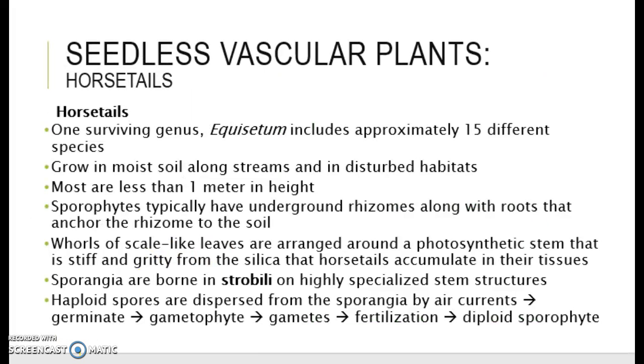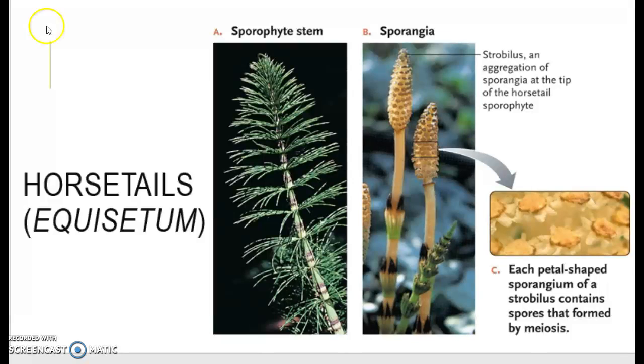Now we have seedless vascular plants known as horsetails. One surviving genus that we see has approximately 15 different species. It grows in moist soil along streams and in disturbed habitats. Most are less than 1 meter in height. Their sporophytes typically have underground rhizomes along with the roots that anchor them to the soil. One last thing I want to point out here is that haploid spores are dispersed from the sporangia by air currents. So they germinate, gametophyte, gametes, fertilization, and the diploid. Here's an example of some horsetails.